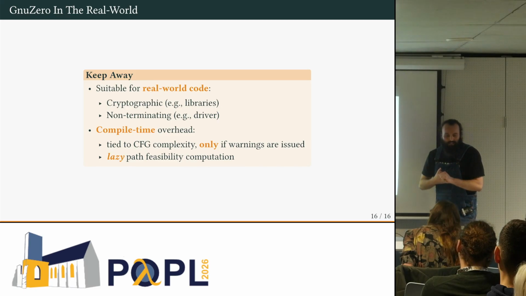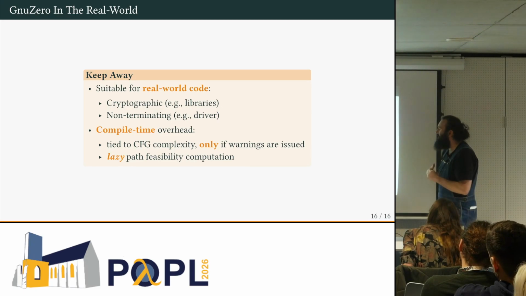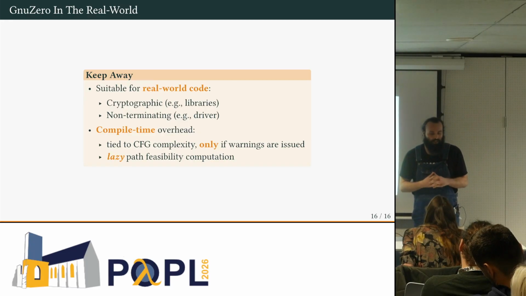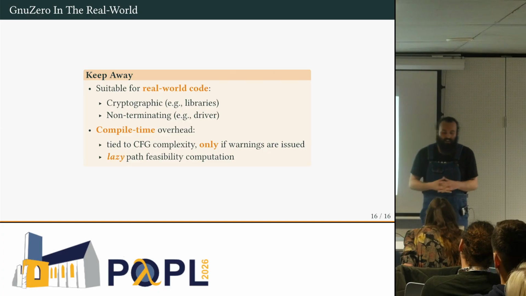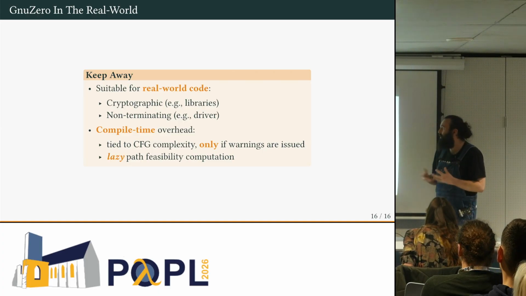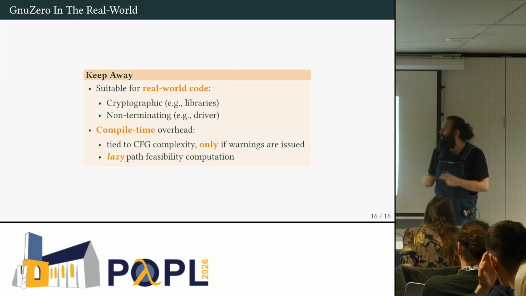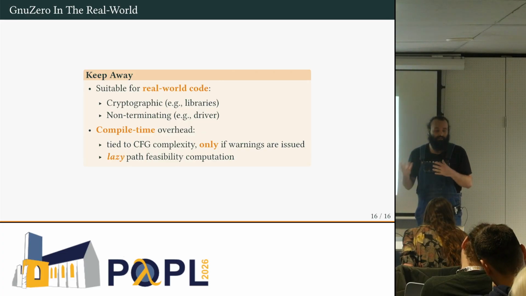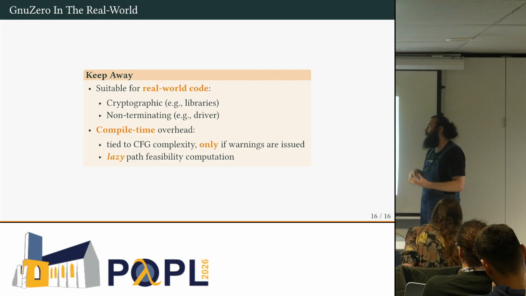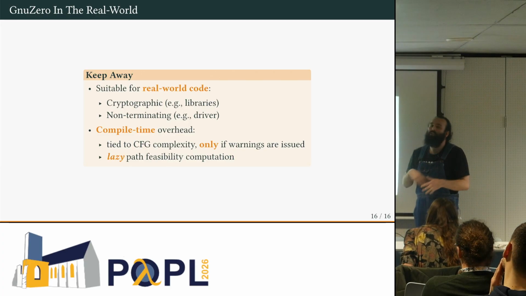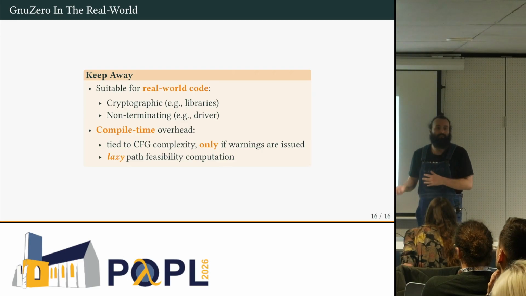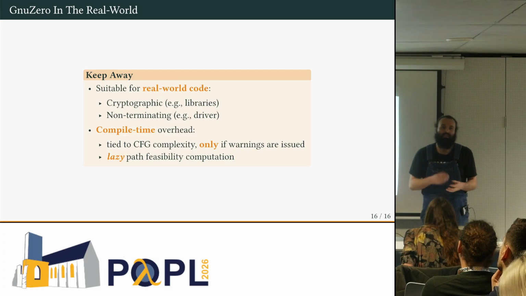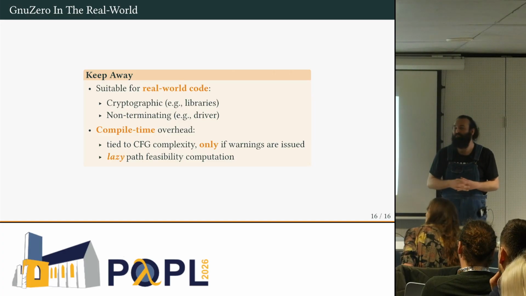And so just to conclude, our work on GnuZero showed that the analyzer, so GSA, is very suitable for analyzing real-world code, because we were able to analyze cryptographic libraries, but also non-cryptographic code, such as the WPA supplicant driver. And of course, we have some compile-time overhead, but that one is tied to the complexity of the code, and only in the case where warnings are issued by GnuZero, because the GSA is actually doing some path feasibility computation, but in a lazy way. So yeah, thanks for your attention.